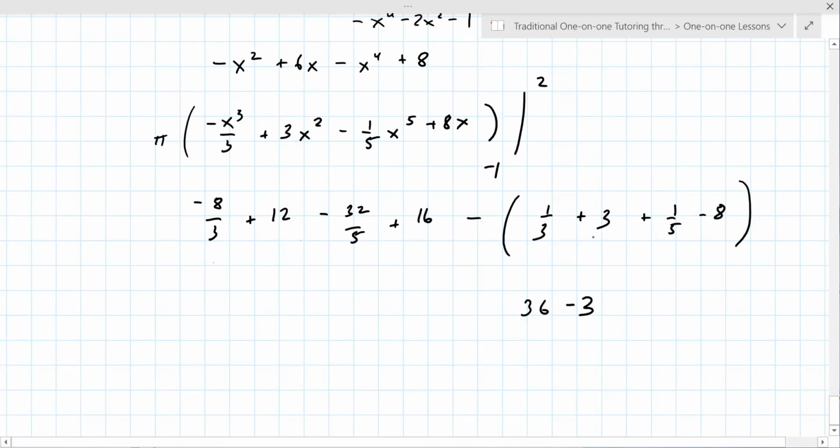Did you deal with the 3? Oh, I forgot about the 3. So there's plus 3. I'm sorry, minus 3. Minus 3. And then you got minus 32/5 minus 1/5, so minus 33/5. So then 36 minus 6. No, it's 30. And then that becomes 150/5. So that's 117/5 times pi.